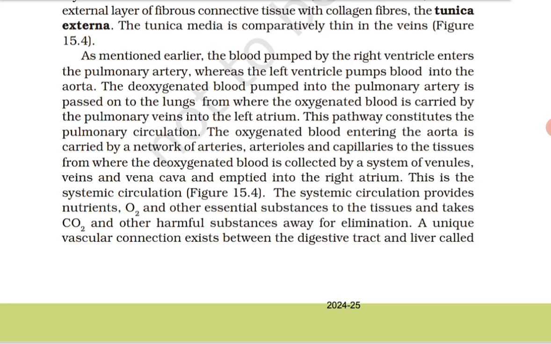The oxygenated blood entering the aorta is carried by a network of arteries, arterioles, and capillaries to the tissues, from where the deoxygenated blood is collected by a system of venules, veins and vena cava, and emptied into the right atrium. This is the systemic circulation.